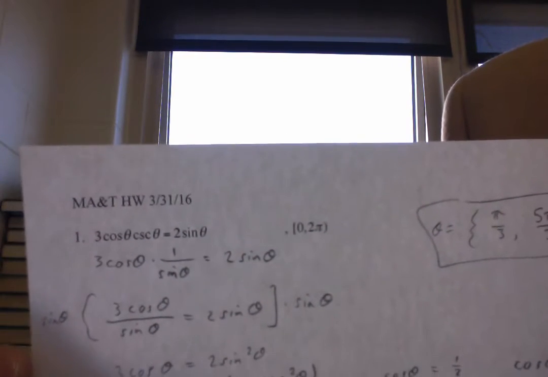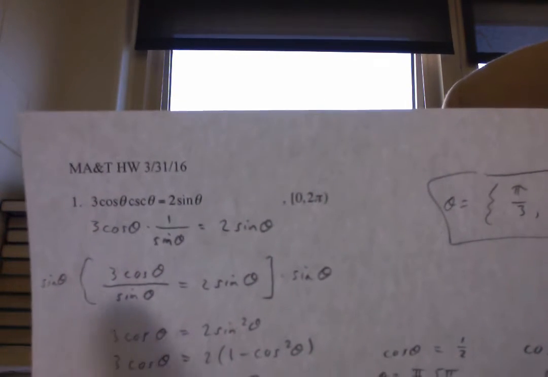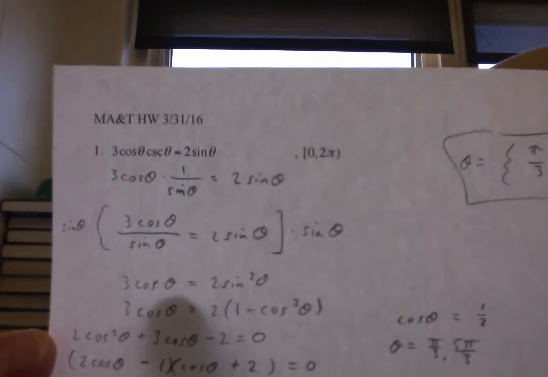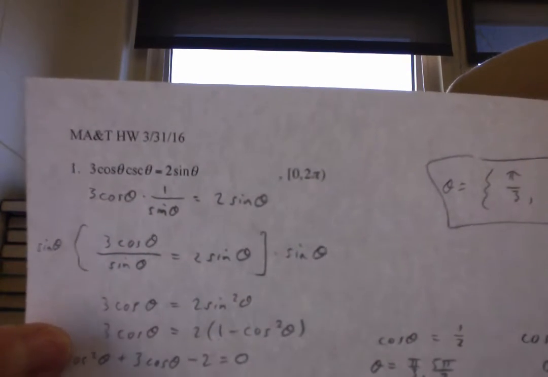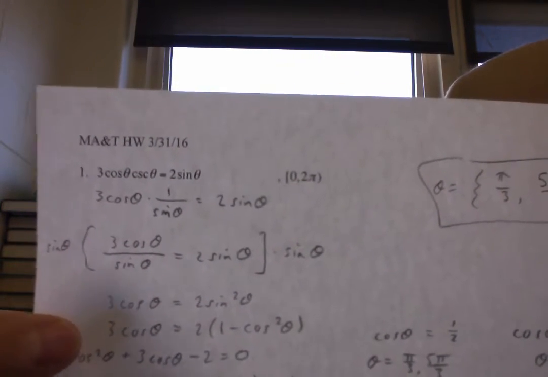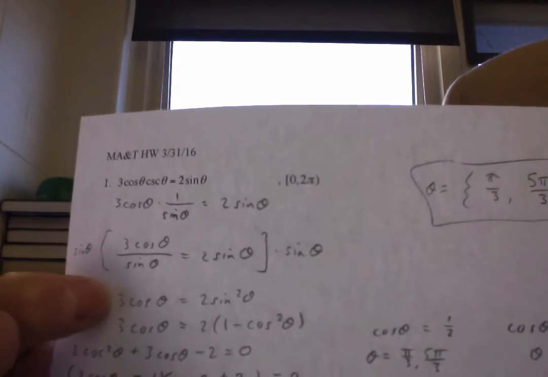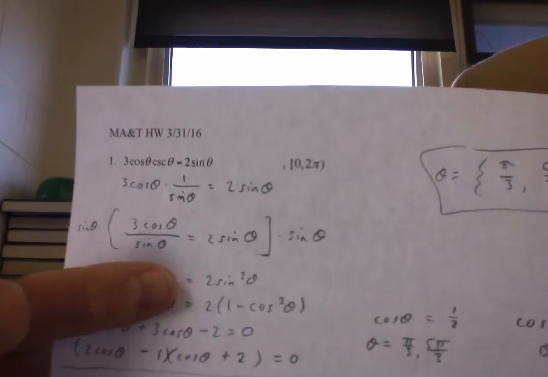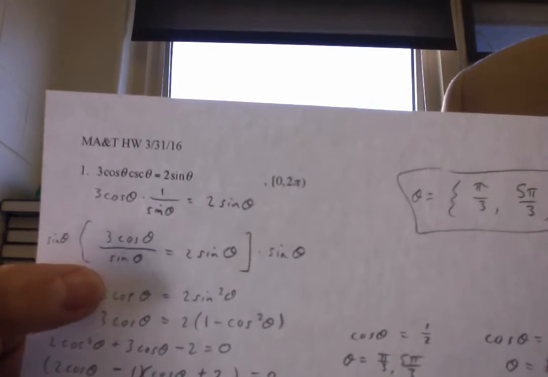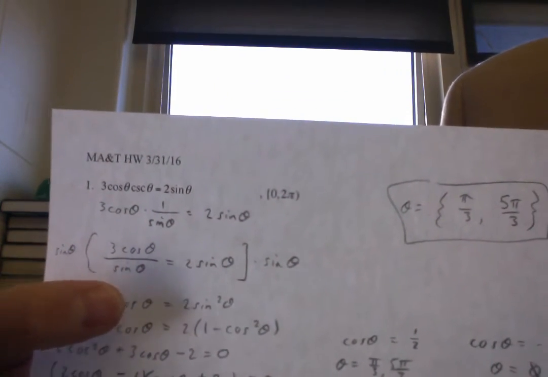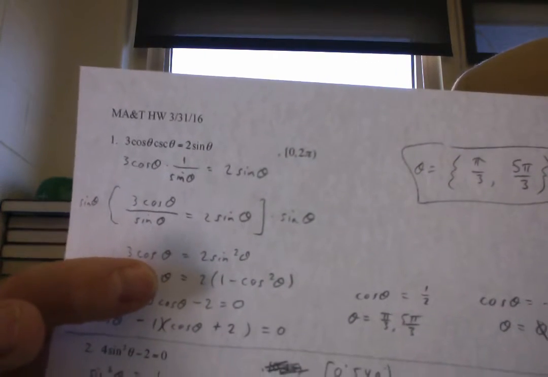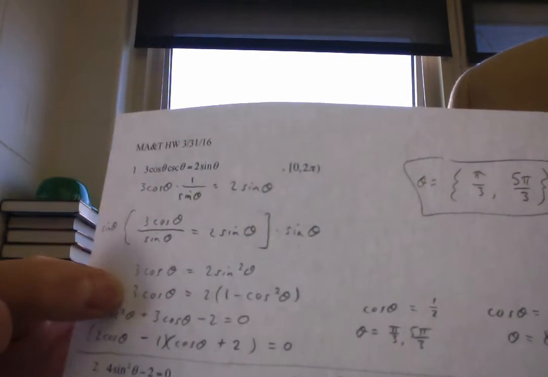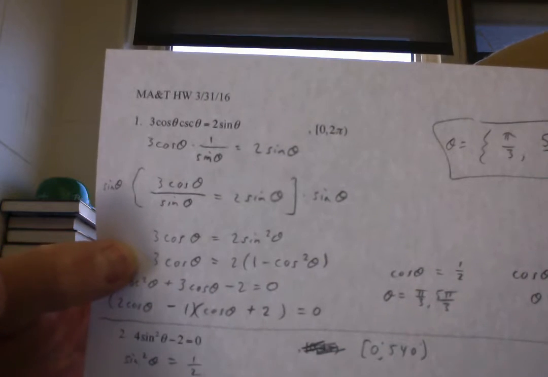So the left-hand side just becomes 3 cosine theta. The right-hand side becomes 2 sine squared theta. All right, so I'm right here now. Now that you have 3 cosine equals 2 sine squared, I then replace the sine squared with 1 minus cosine squared, the Pythagorean identity that allows us to substitute 1 minus cos squared for sine squared. Now we have an equation with just one type of trig function, cosine.